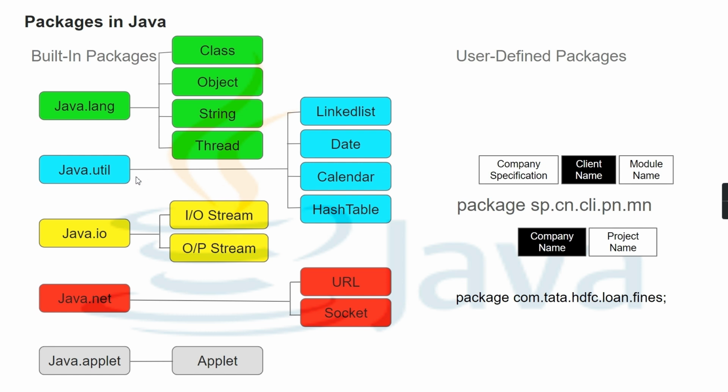And definitely we are going to see one of those right now, and then later we are going to explore more of these packages. Besides that, we can also create our custom package. To create a custom package, there are some predefined standards for how we should name it. We should give the keyword package, and then the company specification, company name, then client name, then project name, and then module name.